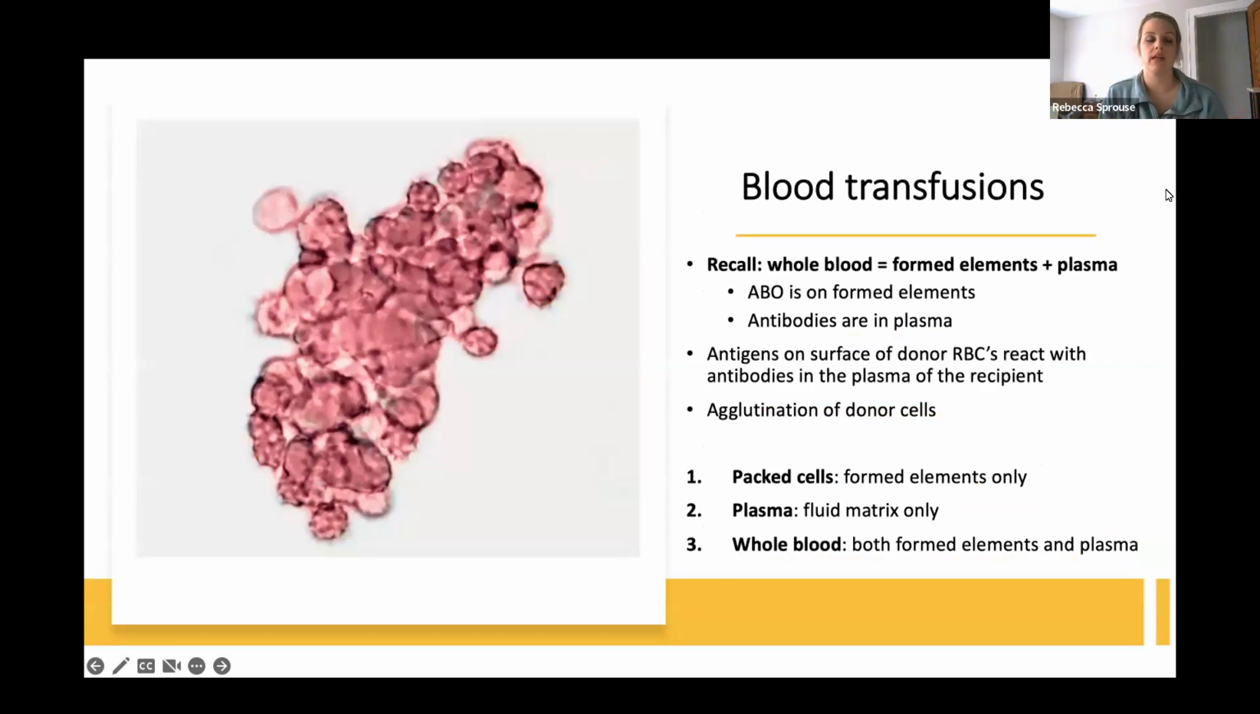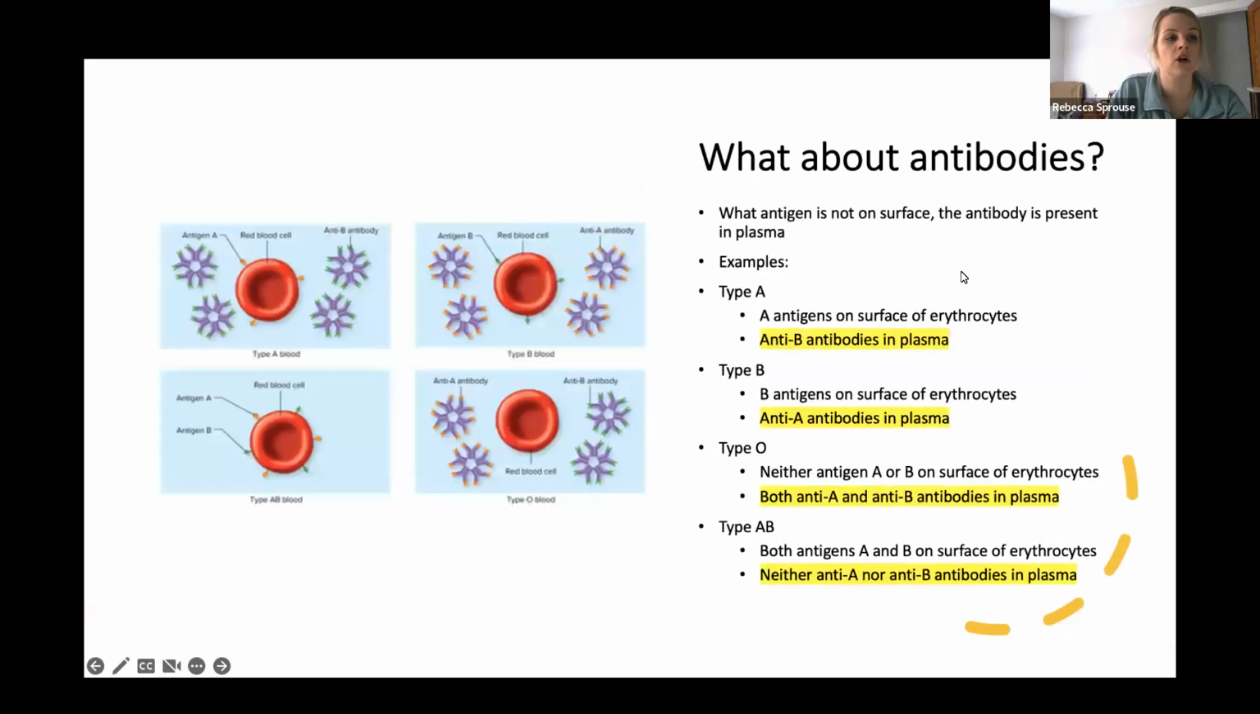Now, why is this important? Well, when we do blood transfusions, we are transferring different components of the blood. So for simplicity, if we do a whole blood transfusion, so you get a bag of blood, all of the components of the blood are being transfused into another person. Whole blood equals the formed elements plus the plasma. So not only are we transfusing the cells, those are the formed elements, but we're also transfusing the liquid portion or the plasma.